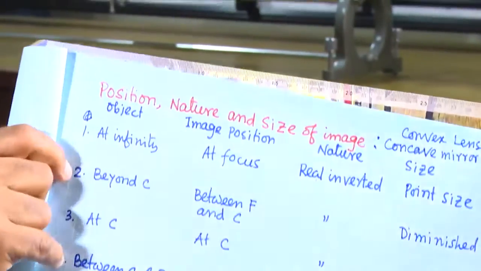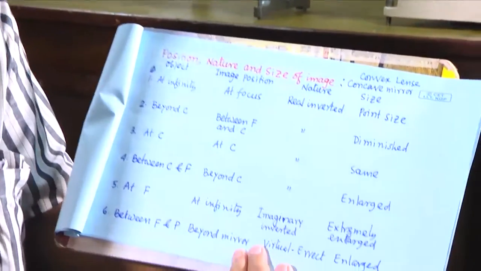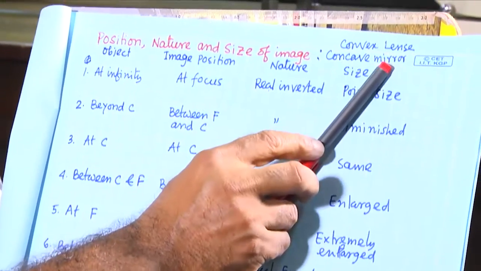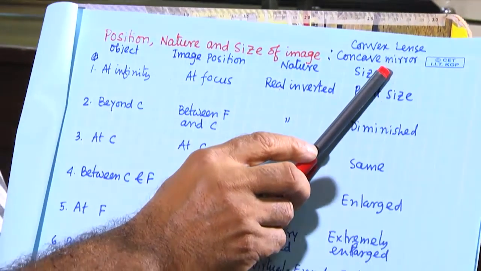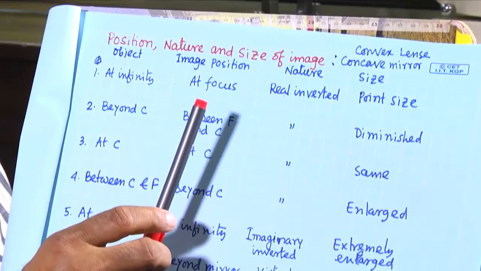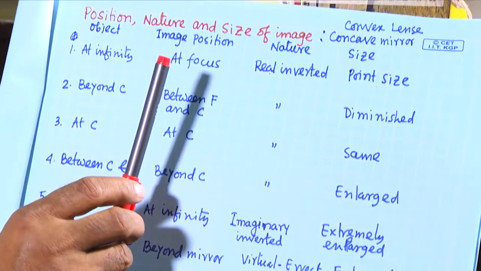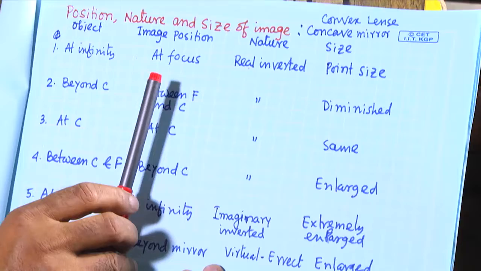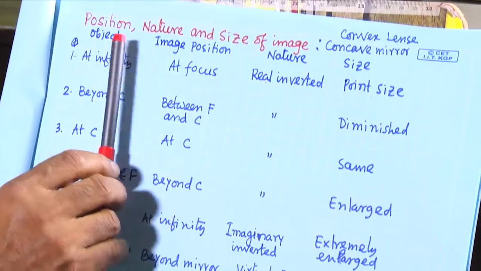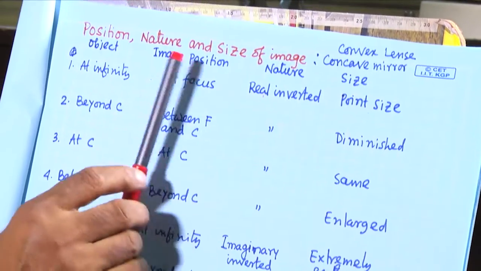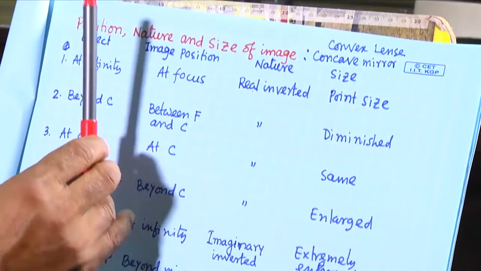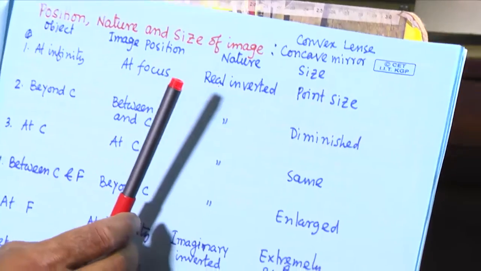So if you draw the ray diagram for, say, a concave mirror, okay, depending on the position of the object, you will see the image of the object at different distances and of different nature and different size, okay.